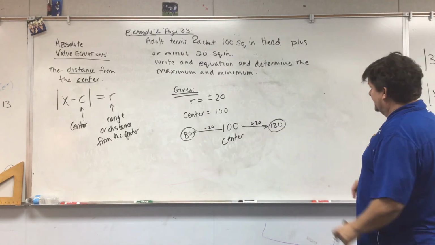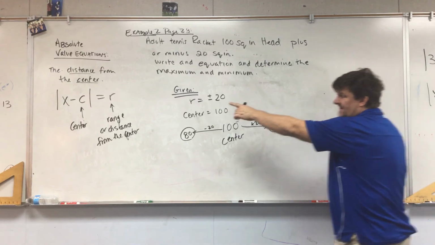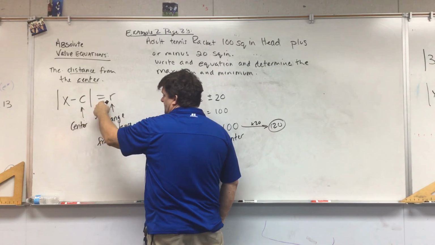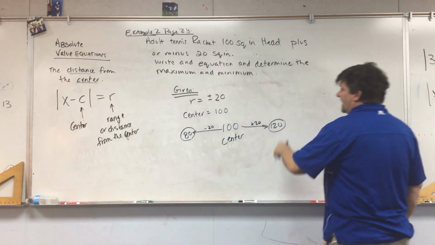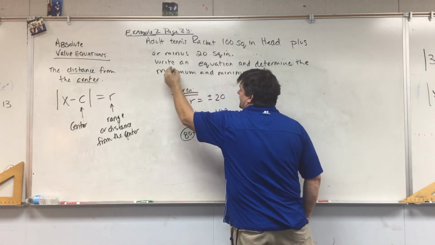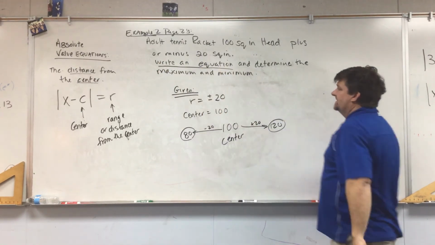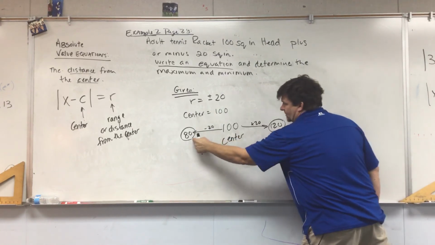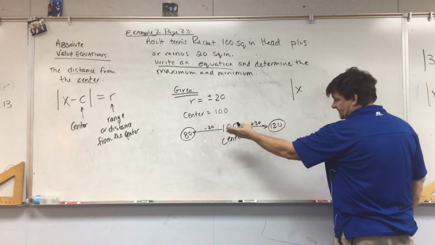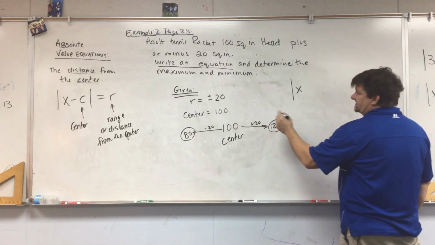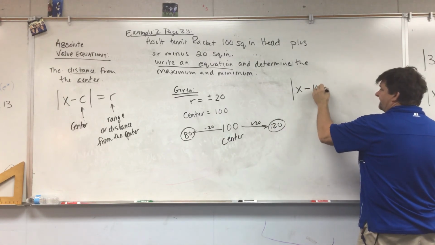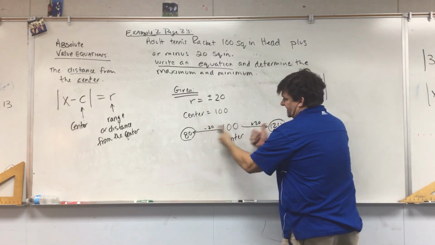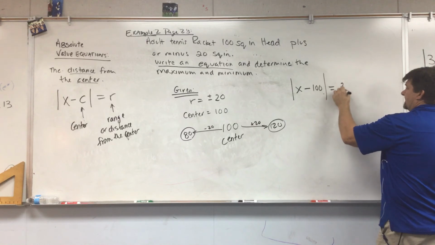But let's pull this thing together as an equation based on this. X minus the center, absolute value equals the range. So this is what we're doing. We're going to write an equation. I'm looking for X, this one and this one, which when we're done, we should get 100. We should get 80 and 120. We're going to subtract the center, and we're going to set it equal to the range, the distance on either side, which is equal to 20.